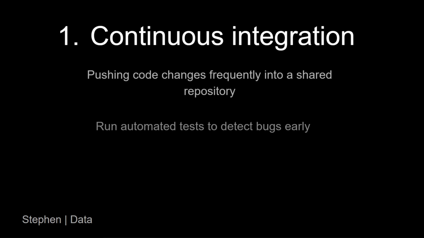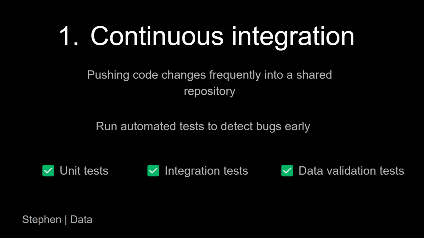In CI, we make sure every change is tested so that we can catch errors early. When you're on a large project, it's better to automate your tests than run them manually so you can save time and effort and avoid accidentally skipping any issues with your code. Some of the tests run for CI include unit tests, integration tests, and data validation tests.